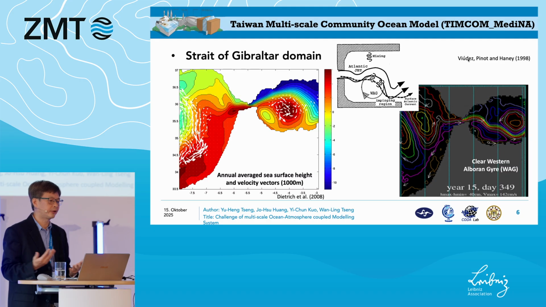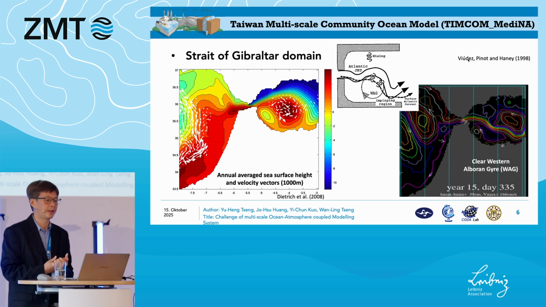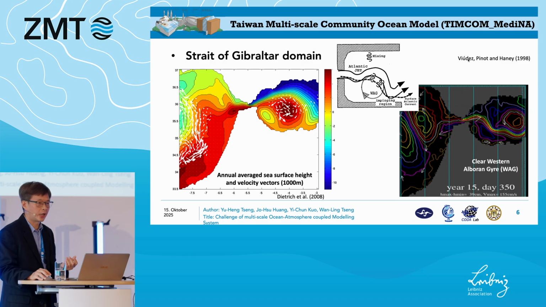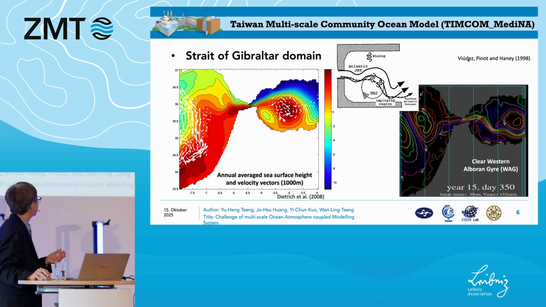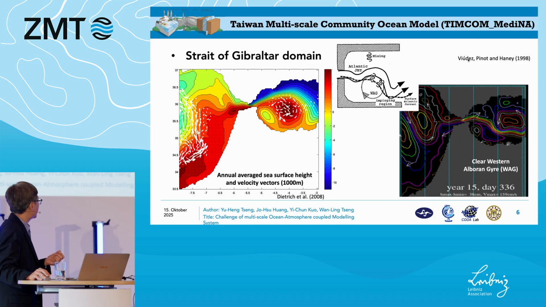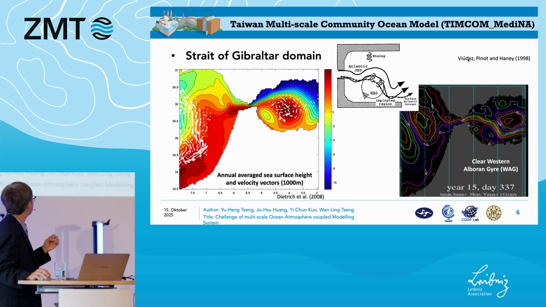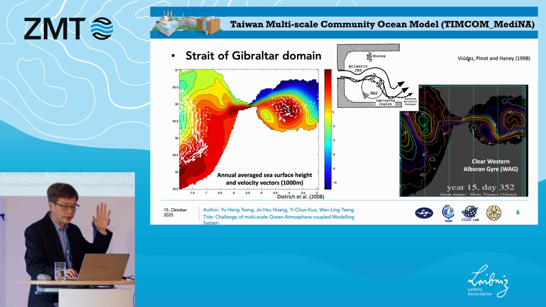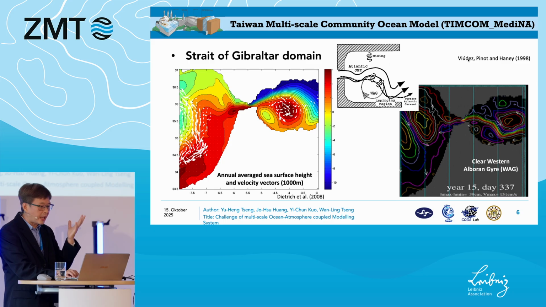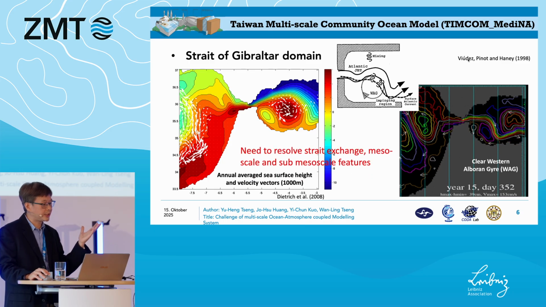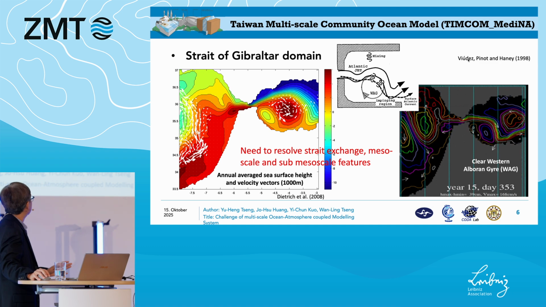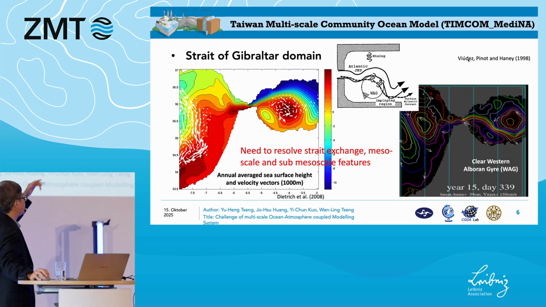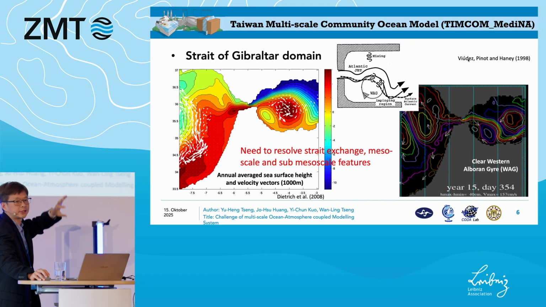What is important in this Strait of Gibraltar domain is that near the upper ocean, we can see the North Atlantic water moving into the Mediterranean Sea, and we can see very clear western Alboran gyres and also a lot of submesoscale features. These features are very important for the upper ocean. So basically we have to resolve the strait exchange and also the mesoscale and submesoscale features. This is also very important for the coastal dynamics.